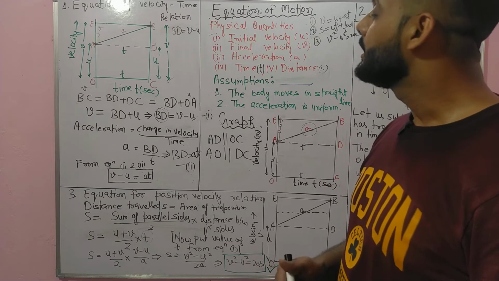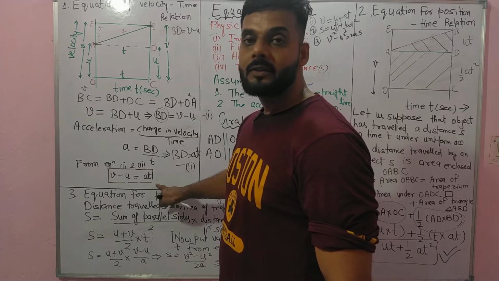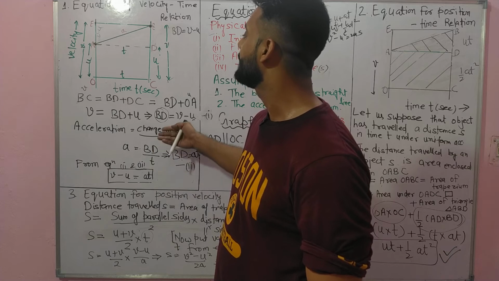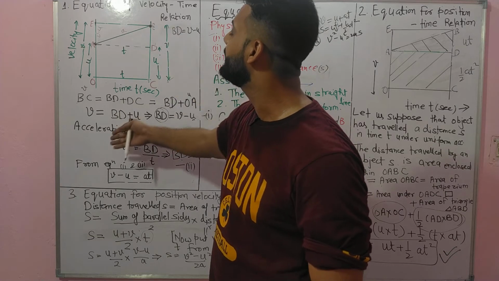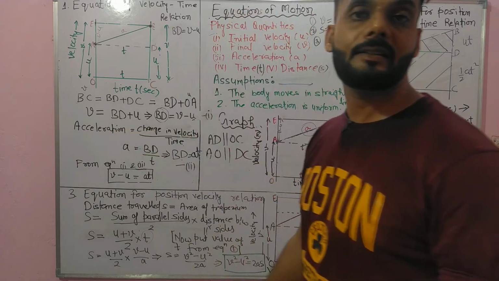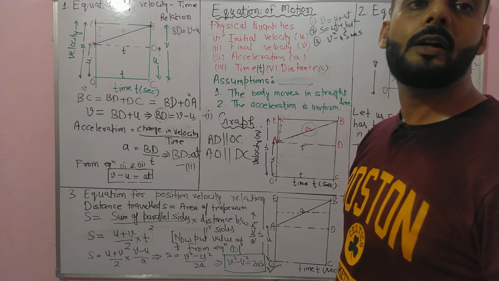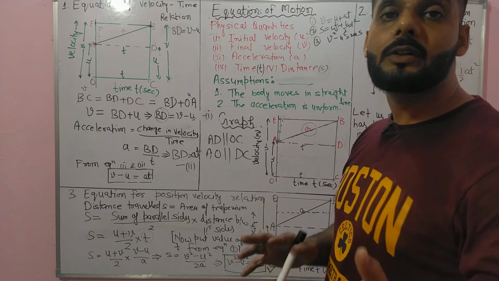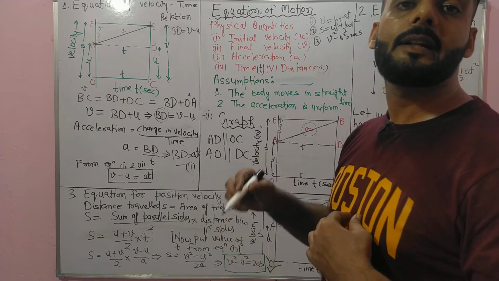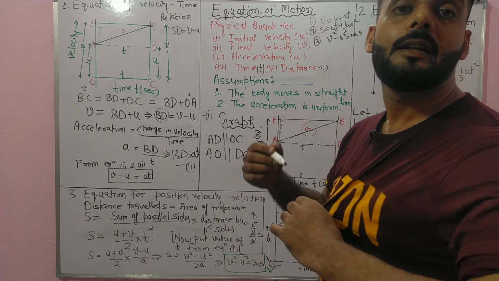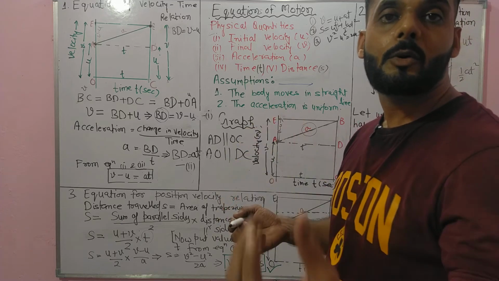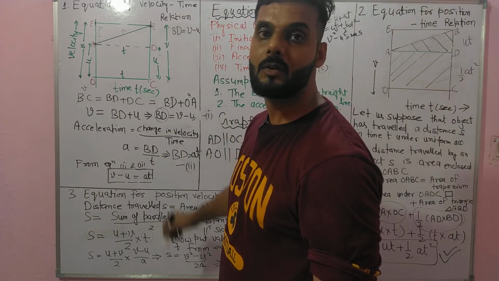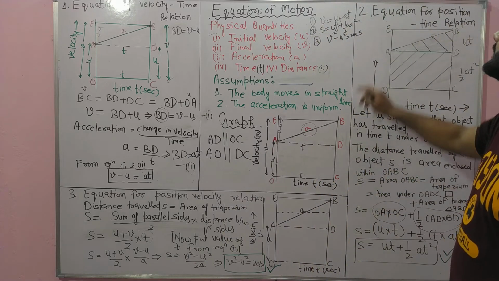This is our first equation of motion and it can be derived in a very simple way with the use of BC and the formula of acceleration. If you have any confusion, please write it down in the comments or you can watch this again. Repeat and repeat, and you can tell me what your problem or confusion is with these equations. Now we will come to our second equation.